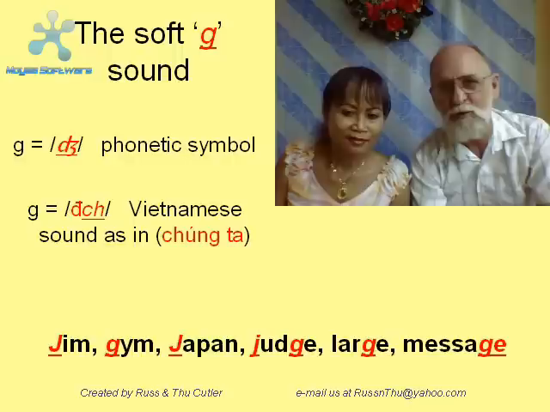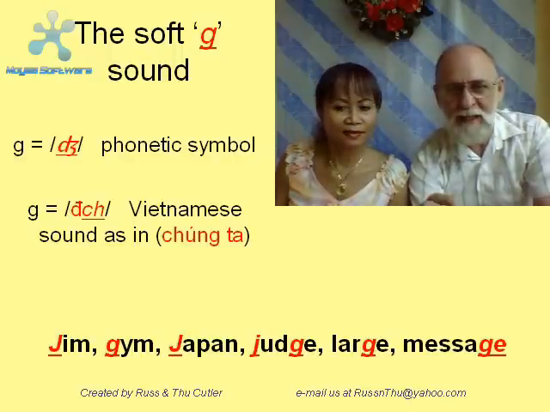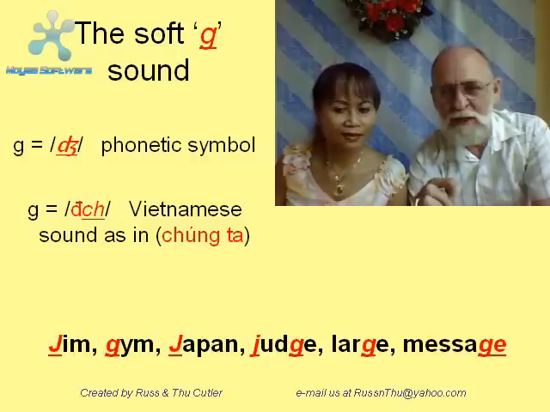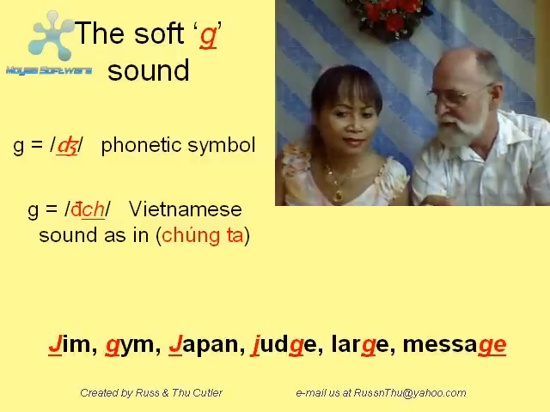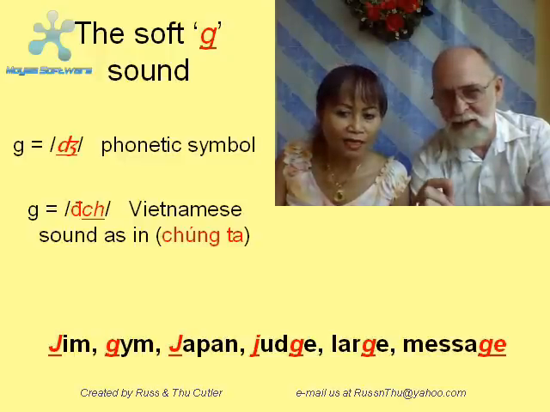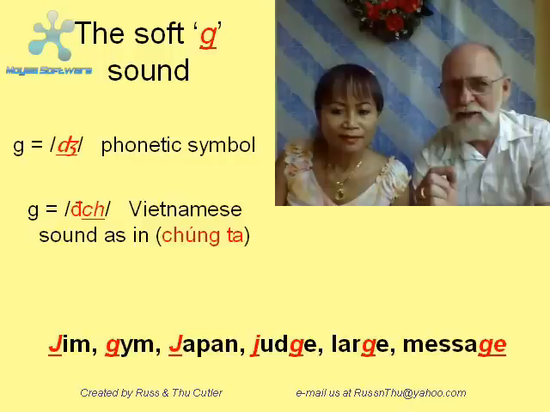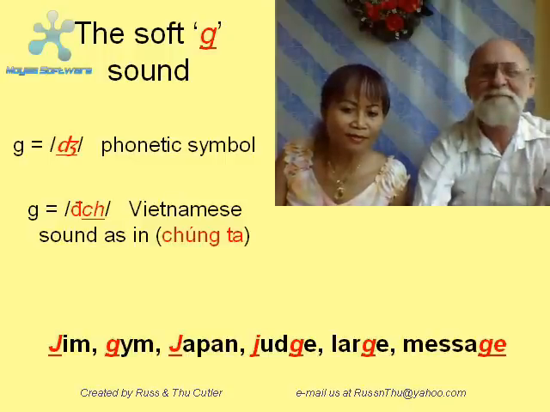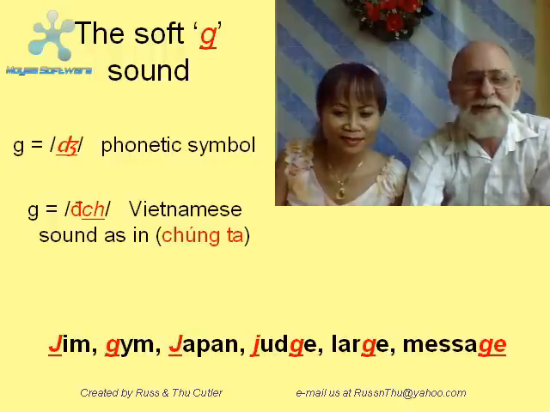So remember the 2 rules for G. Rule number 1, if A, O, or U comes after the G, then we say ga. If I, E, or Y comes after the G, then we say ja. I remember all that. Easy. English is easy.